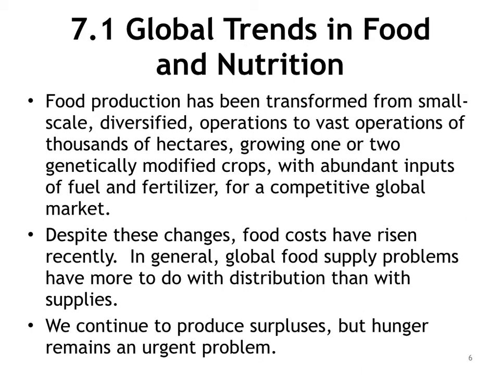Food production in the United States has been transformed from small-scale, diversified farms to vast operations of thousands of hectares growing one or two genetically modified crops with abundant inputs of fuel and fertilizer for the globally competitive market. These changes have dramatically increased production, lowered food prices, and provided affordable meat protein in developing countries from Brazil to China. Food production has increased so dramatically that we now use edible corn and sugar to run our cars.